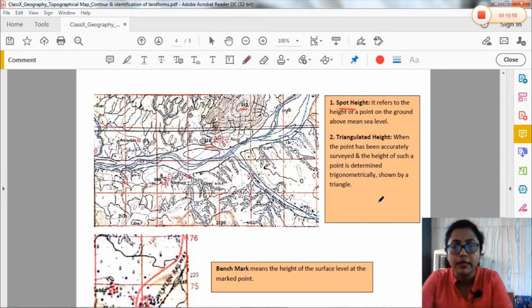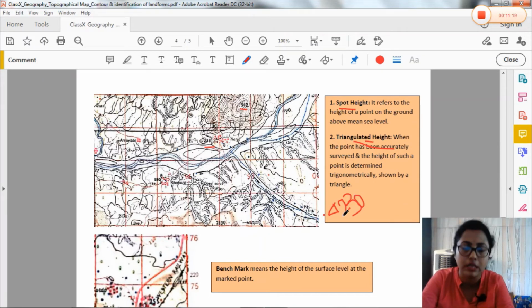But another thing given is triangulated height. Triangulated height and spot height are both the same, but triangulated heights are measured through the method of trigonometry. That's why they are called triangulated height, and it is shown in this way: a triangle followed by a number, any number. It also means the same thing. The actual height of a point from the mean sea level is 230 meter.